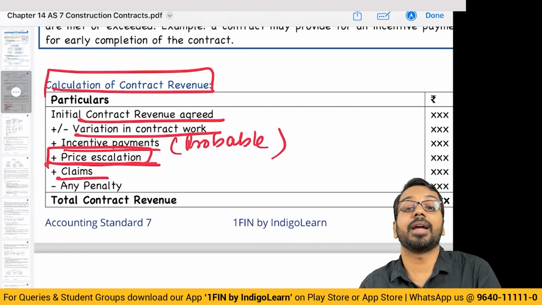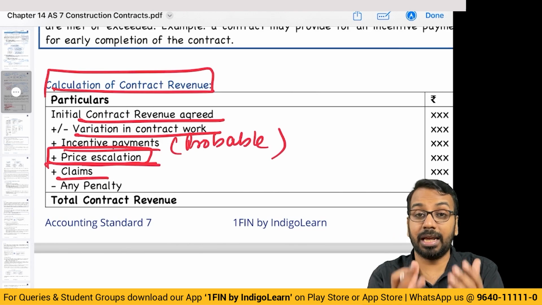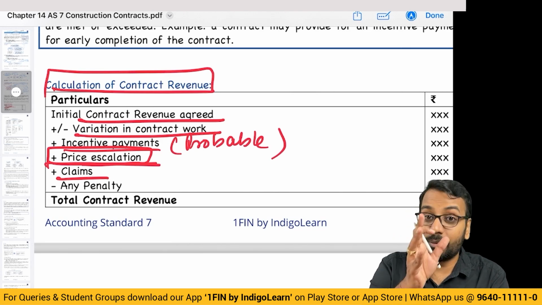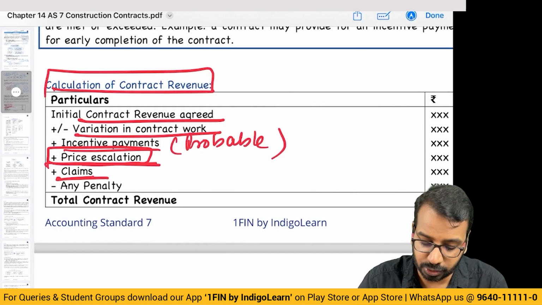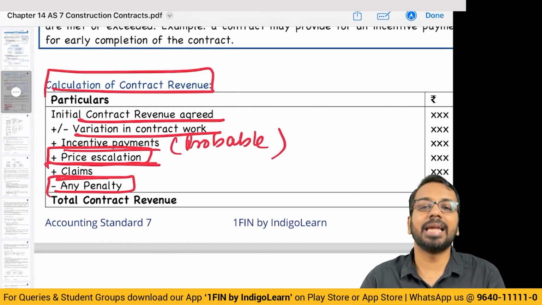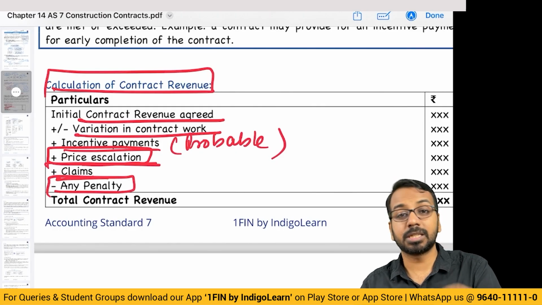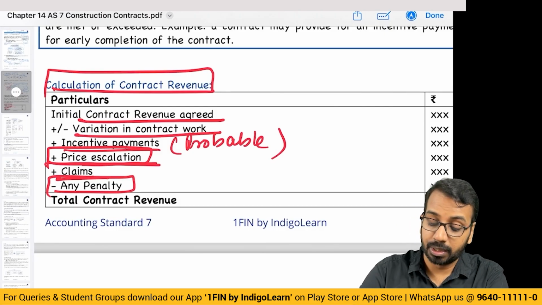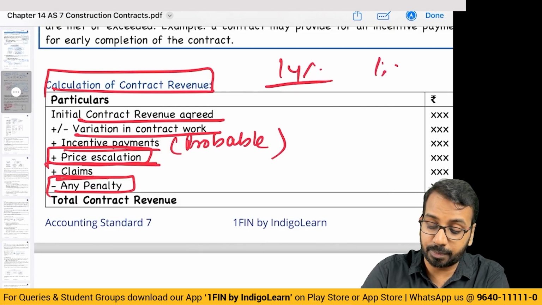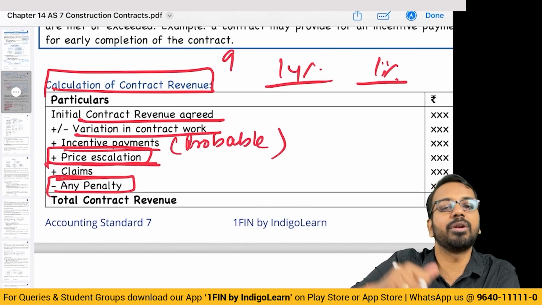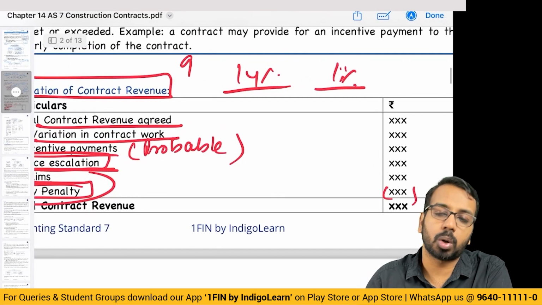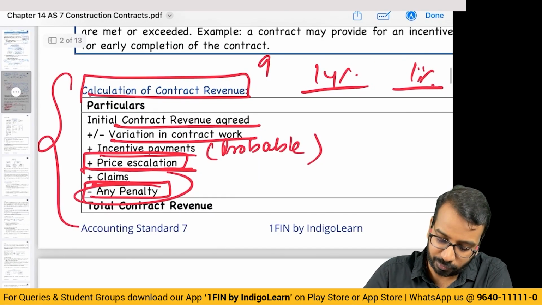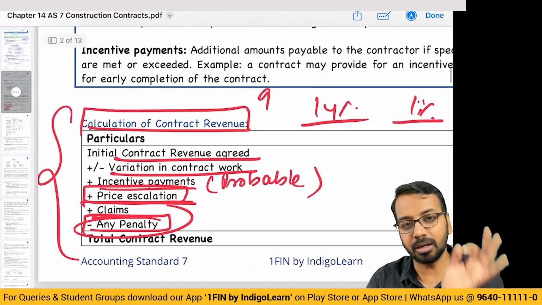Claims. If I have incurred some cost and I want to get it reimbursed from you, I want to claim from you as a part of the contract, this also is included. Minus any penalty. Any penalty means if there is a delay in work beyond 1 year, 1% penalty. I am already in the 9th month and I know I will not be able to complete within 1 year. This penalty I will reduce from the contract revenue. So this is how we will calculate contract revenue as the first part.